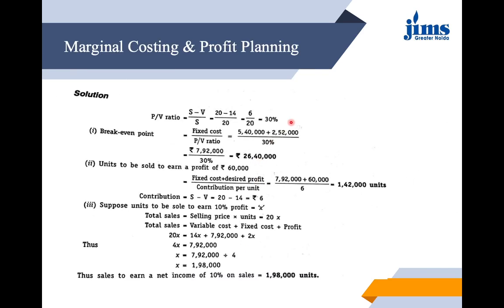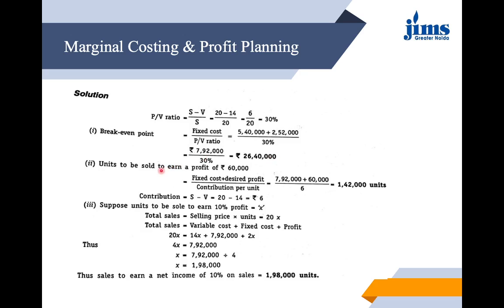First of all, let us calculate the PV ratio. We can simply calculate that by subtracting variable cost from the selling price, divided by selling price. So we are able to obtain it as 30%. Then break-even point is fixed cost upon PV ratio. There are two fixed costs given to us, so we are able to find it out as 26,40,000.